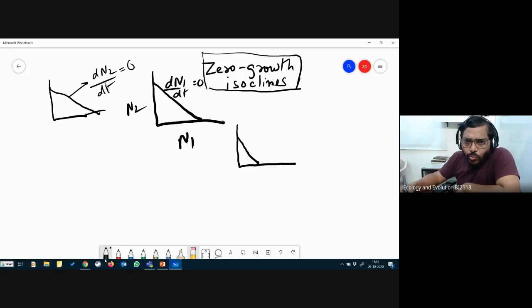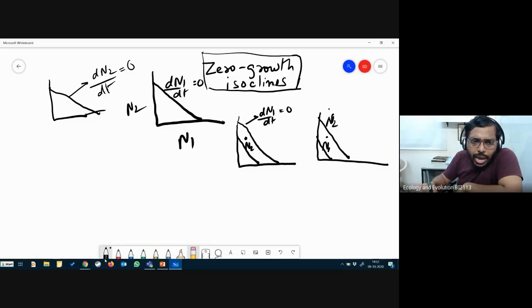So one is where these lines don't overlap. So this is the dn1/dt equal to 0 line, and similarly this is the dn2/dt equal to 0 line. Okay, I can do it in reverse. So now the N1 line is below and the N2 line is on top, correct? And I can make them intersect with each other.